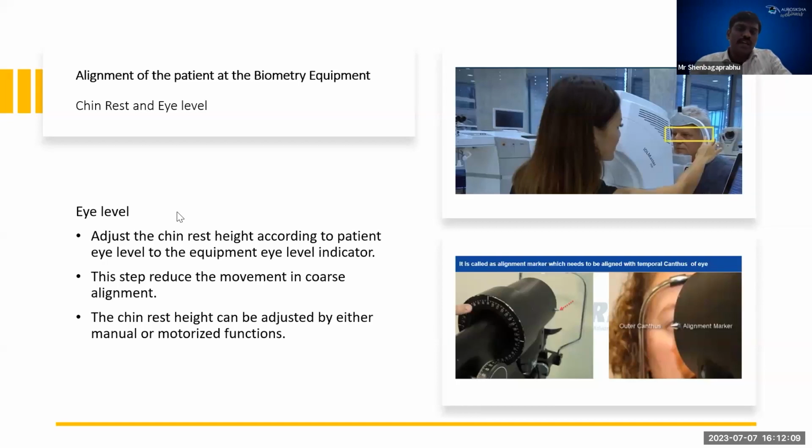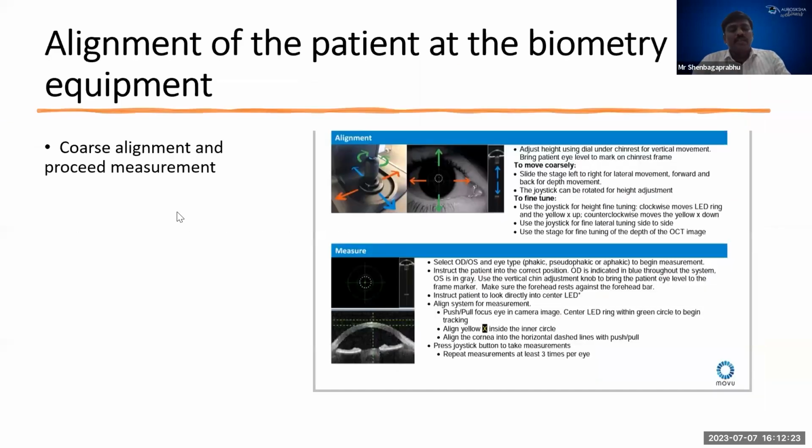All these steps, whatever we discussed, reduce your coarse alignment movement, because coarse alignment is the process where the patient needs to see through the light. In all other processes, they can cooperate less with us. So if you do all this perfectly, that time will be reduced, and we can get a very good reading by proper fixation of the patient.